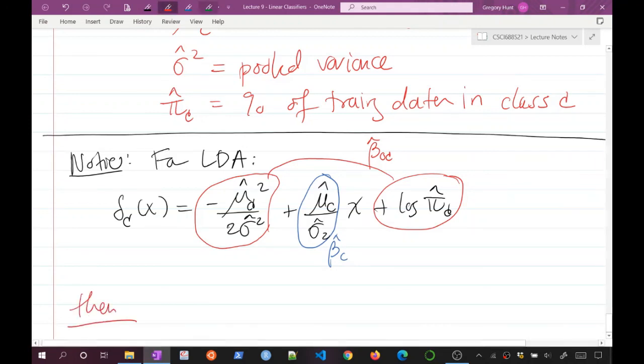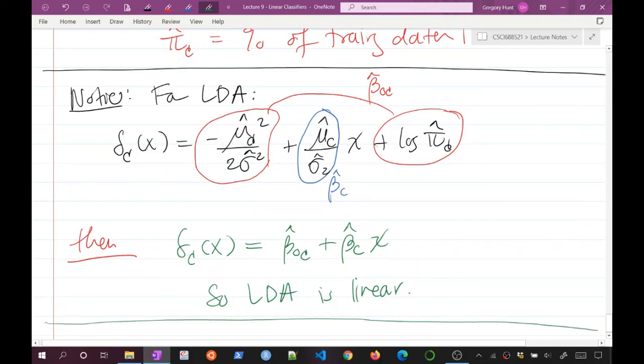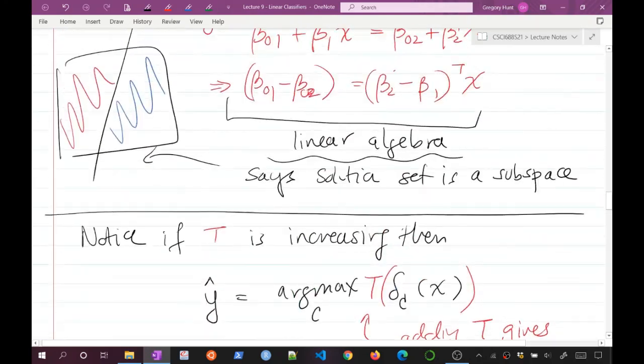Then, what do we get? My discriminant function for LDA is beta naught c hat plus beta c hat times x. So LDA is linear. It just has a fancy intercept and slope. But all it is, is a linear classifier. That's pretty cute. So let me rehash the lecture real quick.